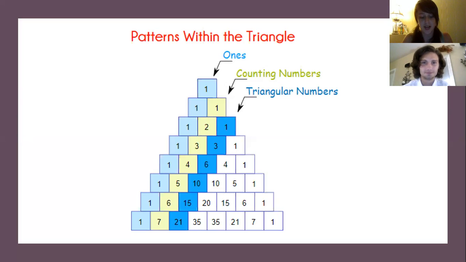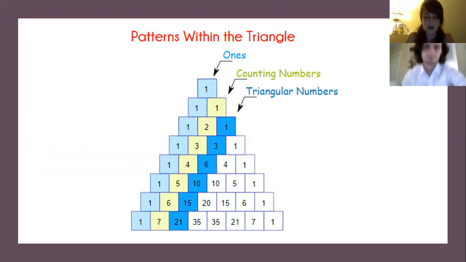First, we need to identify that there is a diagonal pattern. It's most simple to identify because the first diagonal column is going to be just ones. As you see on the far left, it goes straight down. It's all ones. The next diagonal column is going to be your counting numbers. 1, 2, 3, 4, 5, 6, 7. And the third column is going to be triangular numbers.